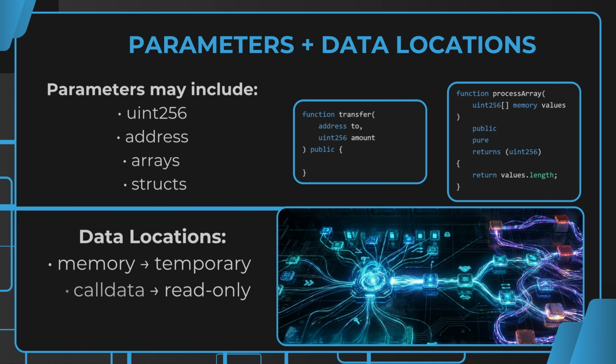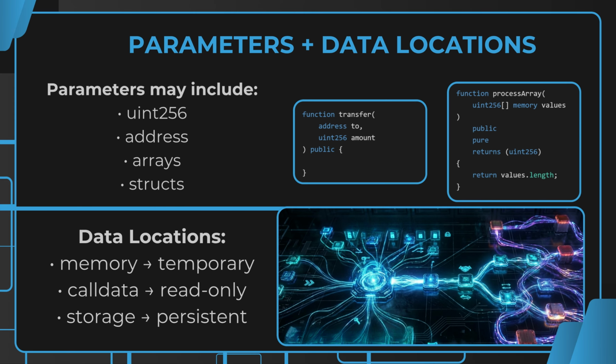Functions can take simple values like uint256 and address, and they can also take arrays or structs. When passing arrays or structs, you usually specify a data location such as memory or calldata. Calldata is a read-only data location commonly used for external function parameters because it is cheaper than memory.